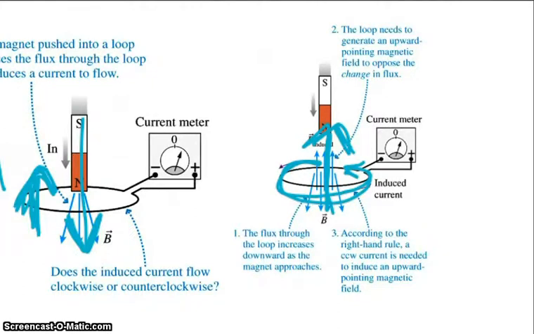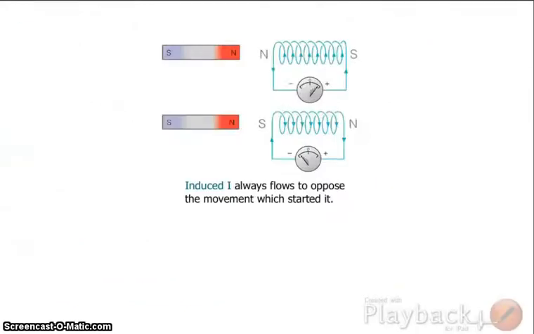Same idea with a solenoid, same type of thing. Alright, North Pole comes in. It's going to create a current such that your North Pole points that way. And you can use the third right-hand rule to figure that out.